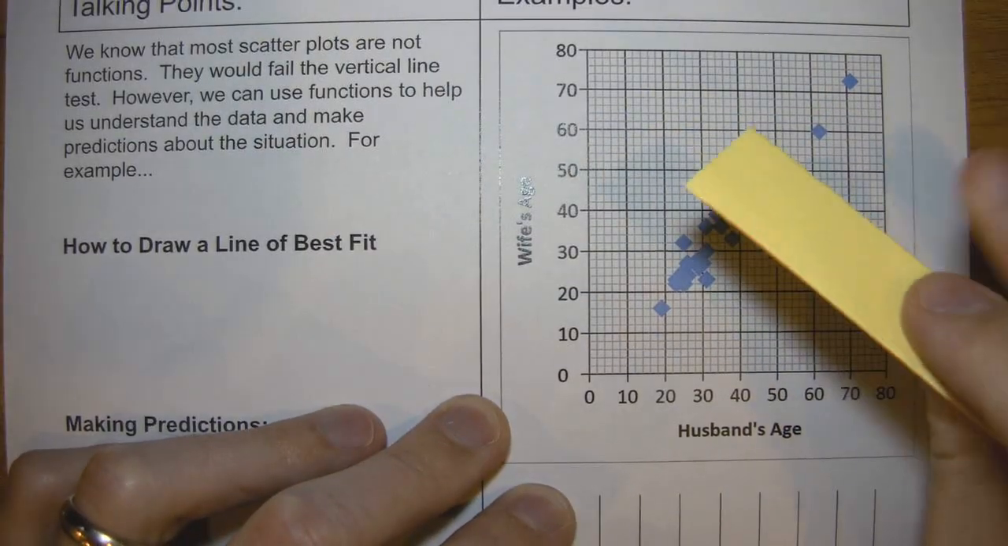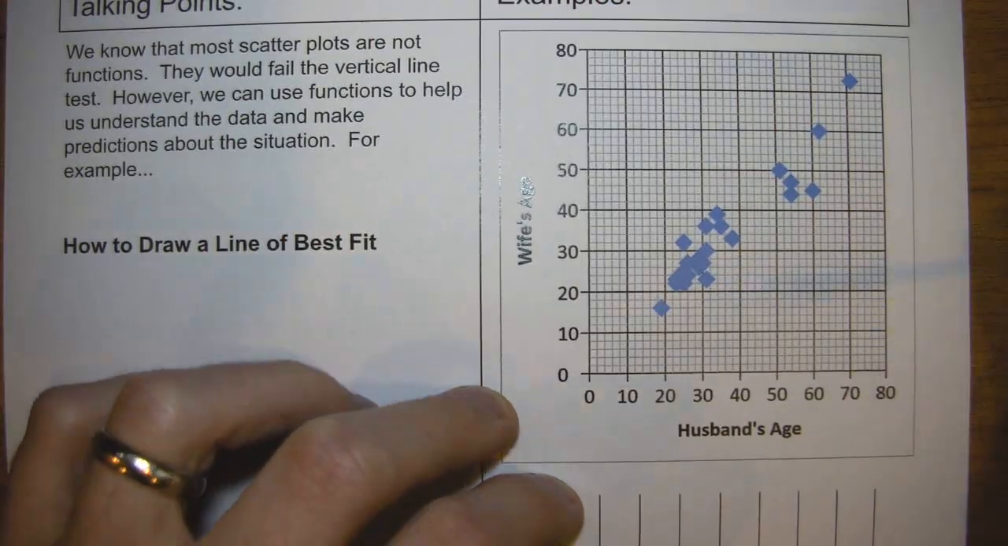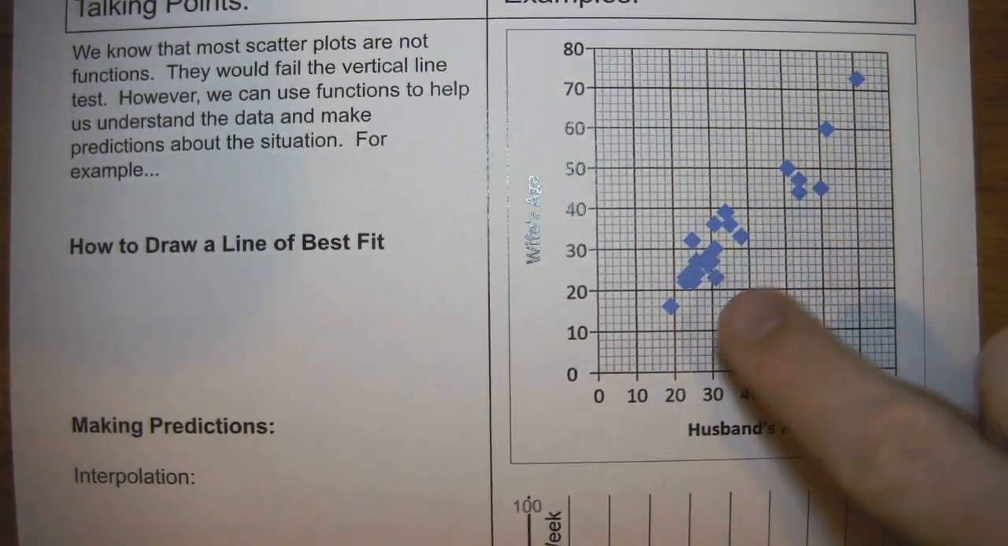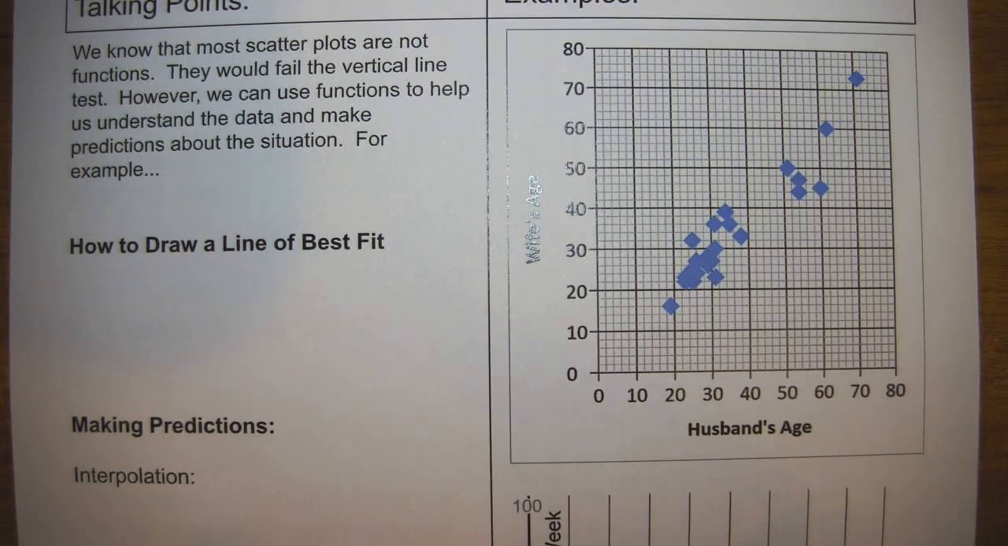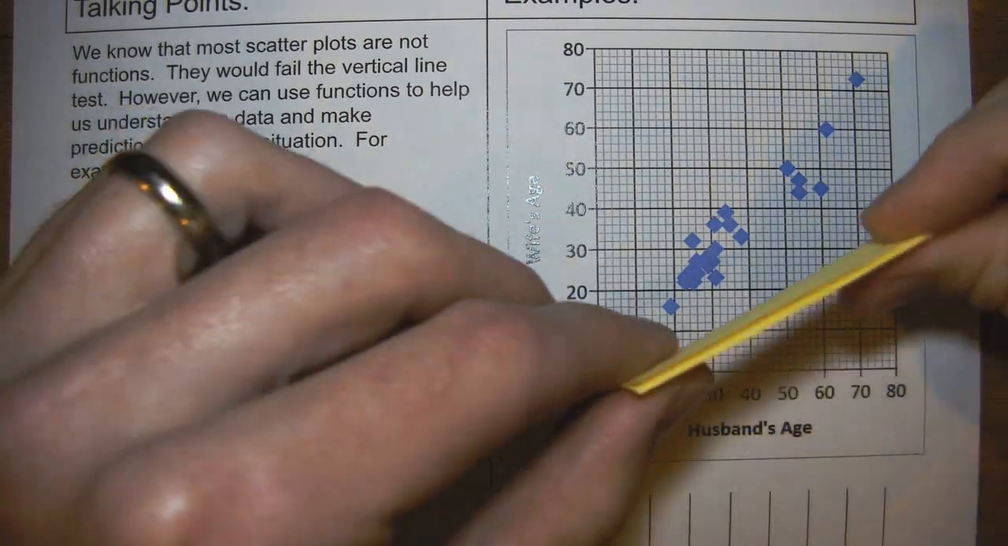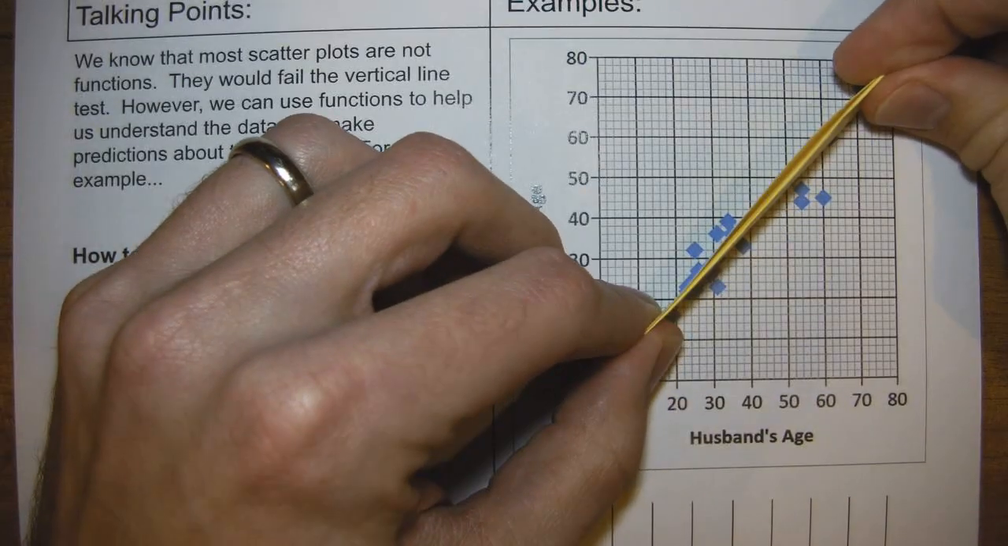I'm going to use this post-it note here to get an idea of where the data seems to be going. Because notice, the data does seem to want to fall in a specific line. Obviously, not all the data would fall on the same line, but they do seem to be following a basic trend. So I'm going to turn this on edge to help us see it a little bit better.